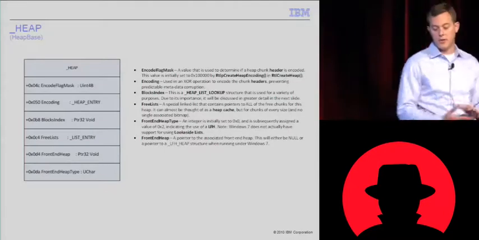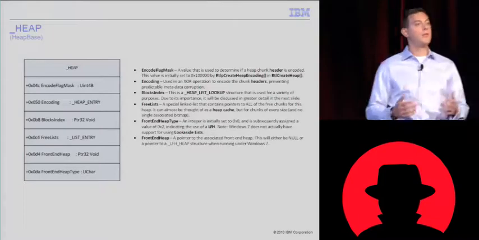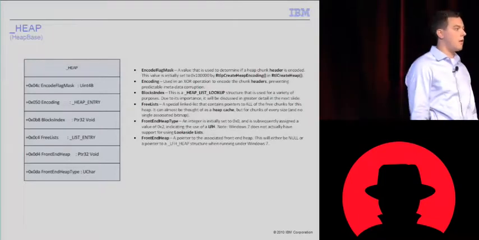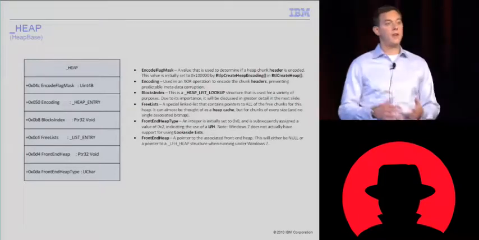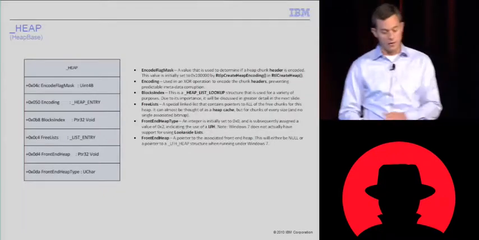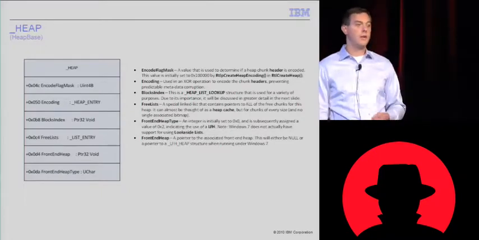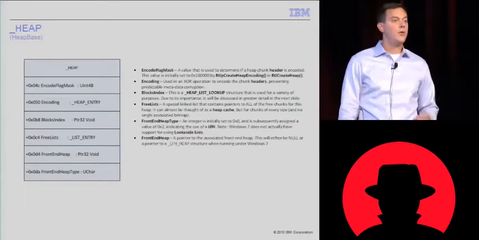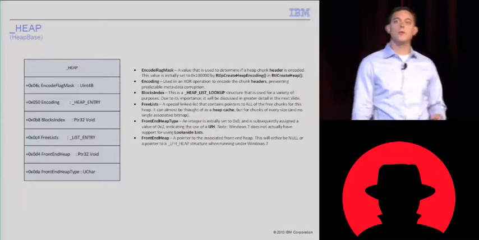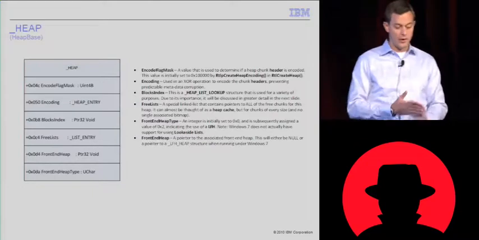There are security mechanisms. The first thing I'll talk about is the encode flag mask. This is a value that's set in the heap create call, and it's used to check whether a chunk was encoded. It'll do a bitwise operation and determine if a chunk was encoded or not. That brings us to the encoding member. This encoding member is a pseudo-randomly generated value during heap create that is used in the encoding process when encoding chunk headers, which we'll talk about as we go on.